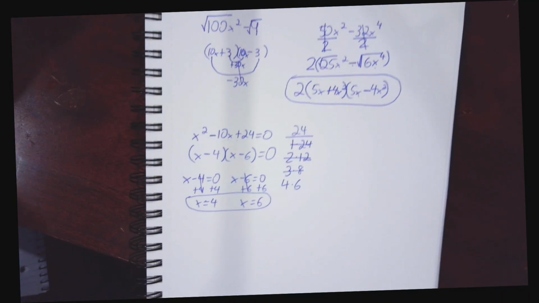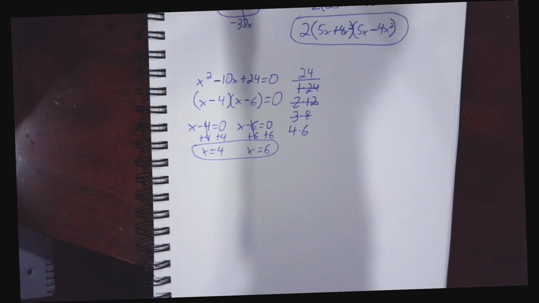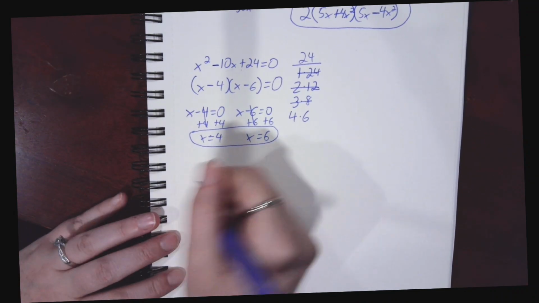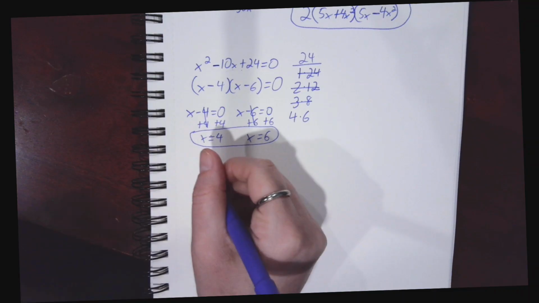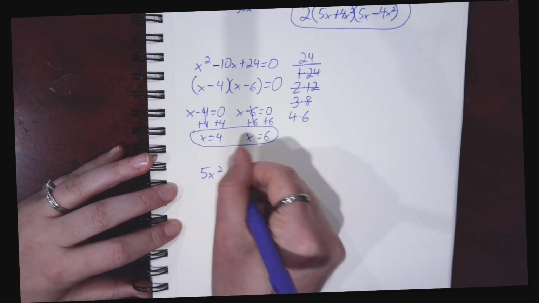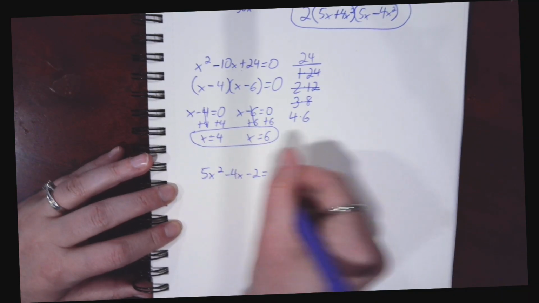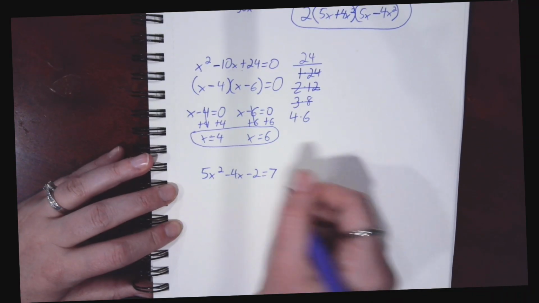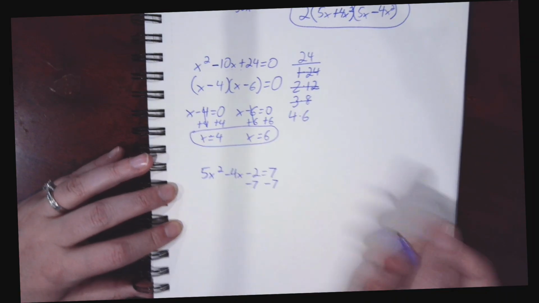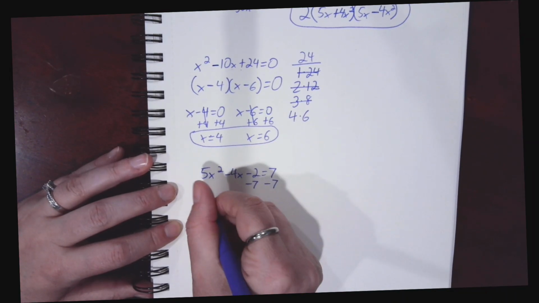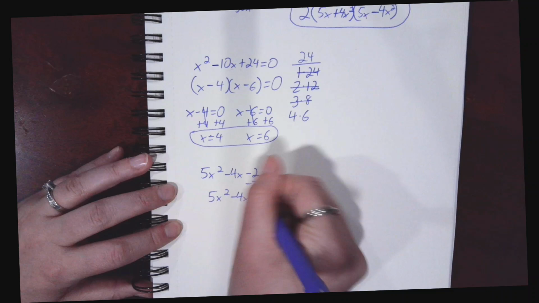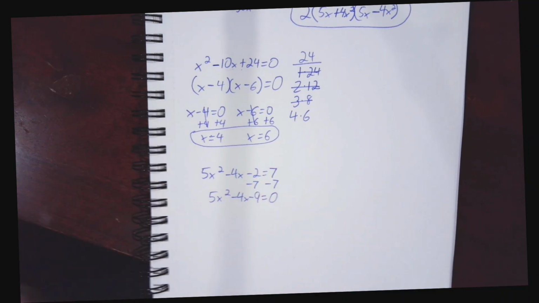Okay, let's do one more if you have to solve it, but it does not start off by equaling 0. So let's look at, and we have a coefficient in front of x squared. So let's look at 5x squared minus 4x minus 2 equals 7. Okay, so first thing I have to do is make sure I have a 0 on this side. So I'm going to subtract 7 from both sides. So I'm going to rewrite that with 7 subtracted from both sides. I'm going to do 5x squared minus 4x minus 9 equals 0.